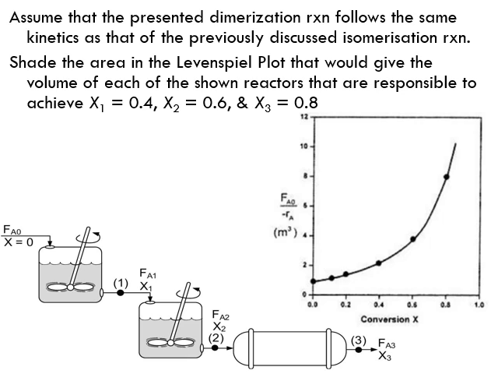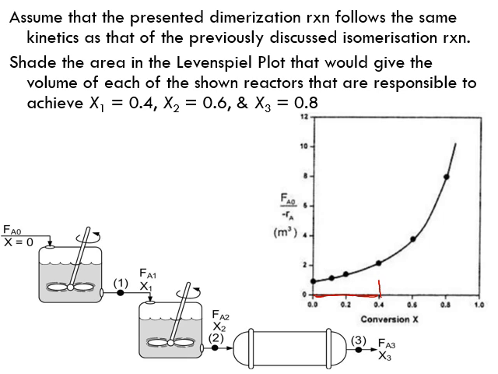Let's start with V1. Well, V1, volume 1, is for the CSTR, so it's the area of a rectangle, right? You have to always look at the design equation, and the conversion is taking me up to 0.4. So that's the width, right? And what's the height?